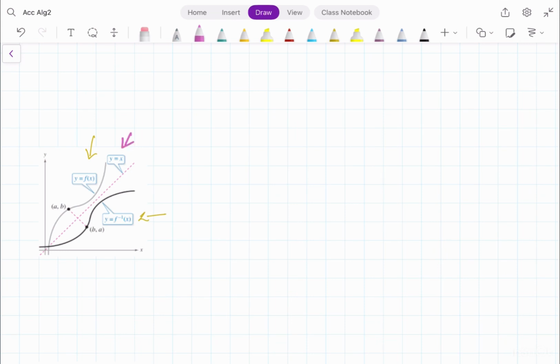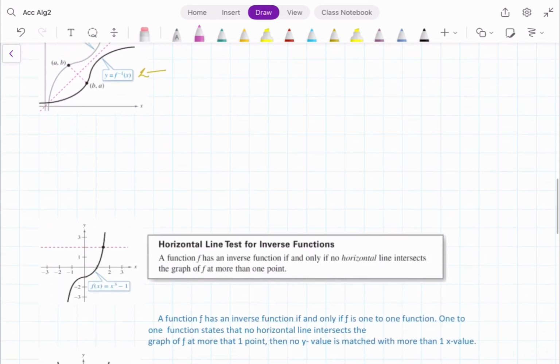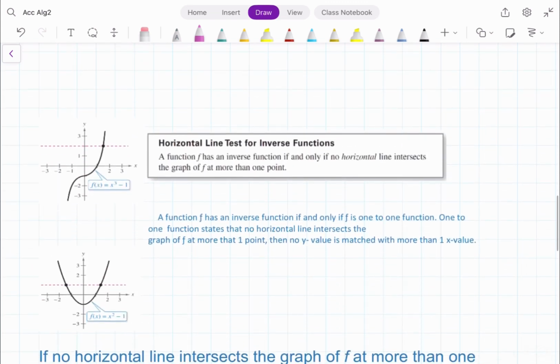That means it is the inverse function. And we have the y is equal to x line. And if you see the two points, (a, b) are swapped with (b, a). So this is very, very important.